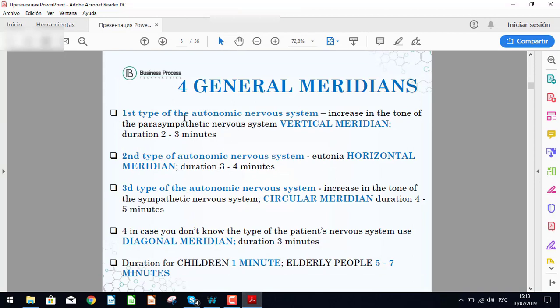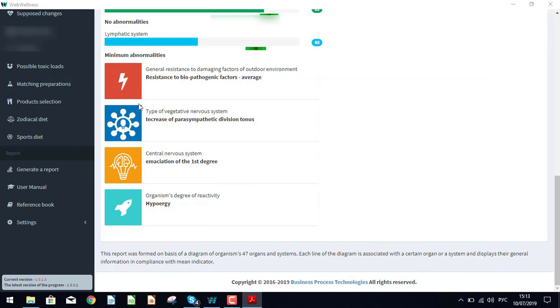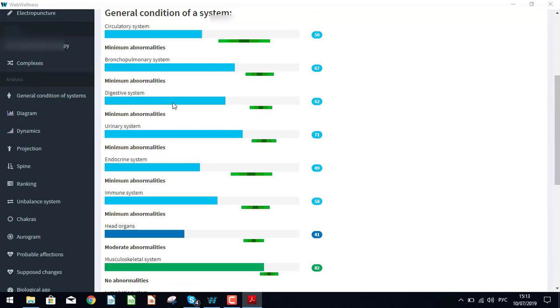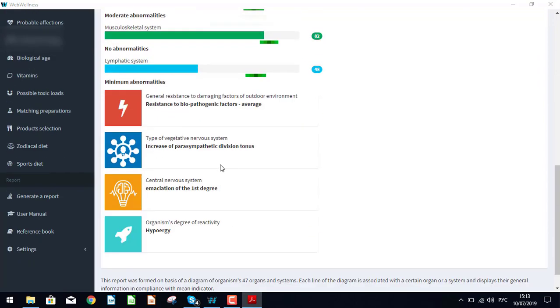Parasympathetic nervous system is the first type. We need to put the vertical meridian. Here are the 4 general meridians. Depending on the type of nervous system, we choose one. In this case, vertical meridian, duration 2 or 3 minutes. Okay, I want to remind you where to find it in general conditions of systems, and it will be here.